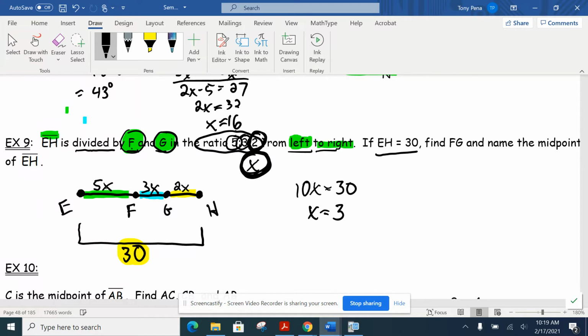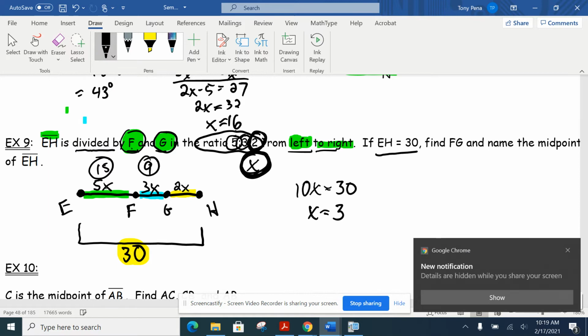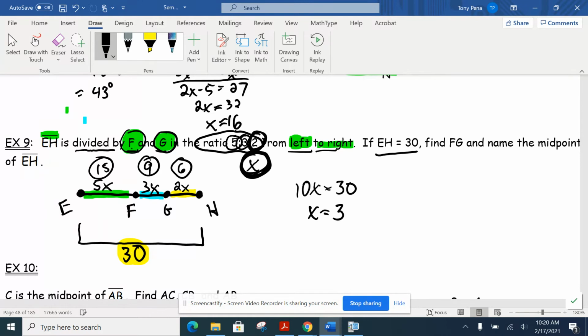Even before we answer this question, now let's plug these in just to show how this now works. What this now tells us is 5 times x. X is 3. So this, let me just do it at the top. This has to be 15. 3 times 3 would be 9. 2 times 3 is going to be 6. Add those all up, they should end up equaling that 30. So if I now want you to find the length of FG, FG was the blue region that I have highlighted right here. That's got to be 9.